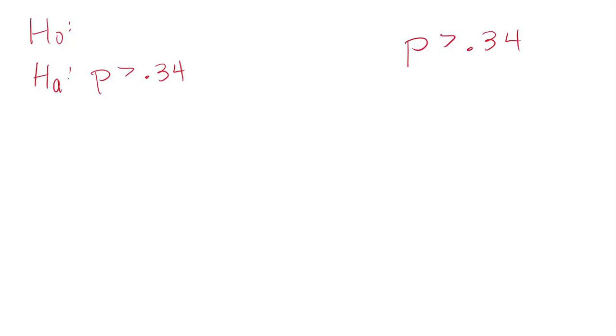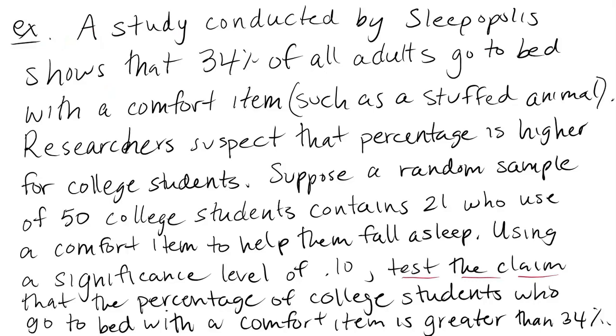If you know the alternative hypothesis, the null hypothesis is easy to come up with because it has the same parameter, it has the same number, but it's always a statement of equality. So the null hypothesis is the claim that the proportion is equal to 0.34, and the alternative hypothesis is the claim that the proportion is greater than 0.34. Specific to this problem, the null hypothesis is the claim that college students don't really differ from the general population of adults when it comes to sleeping with comfort items, and the alternative hypothesis is the researcher's claim that the percentage is higher for college students than it is for the general population. So we have these two dueling hypotheses.